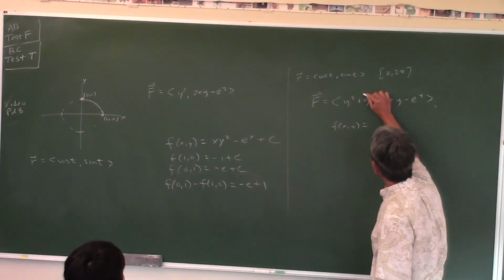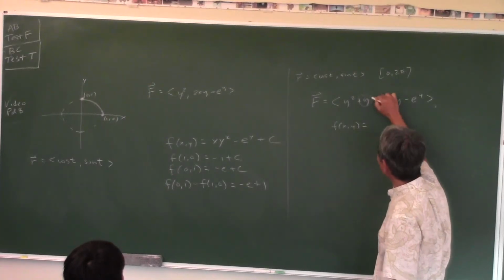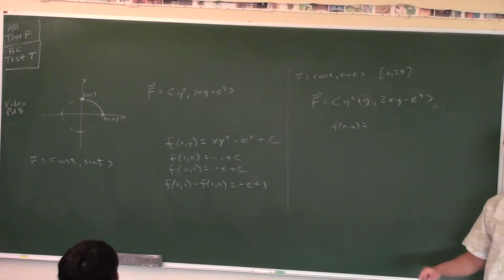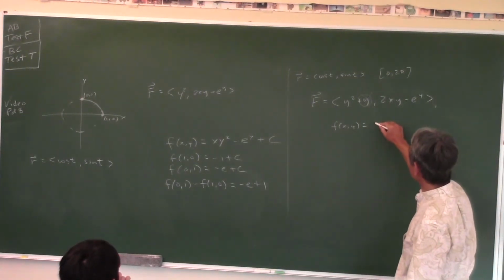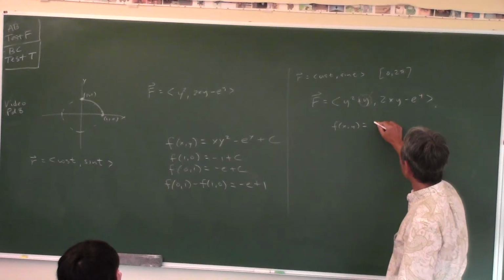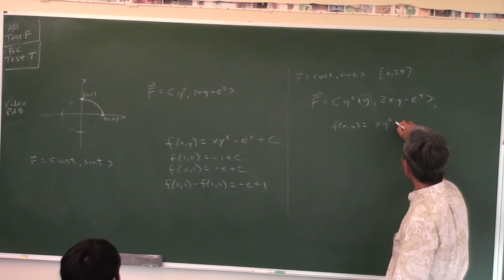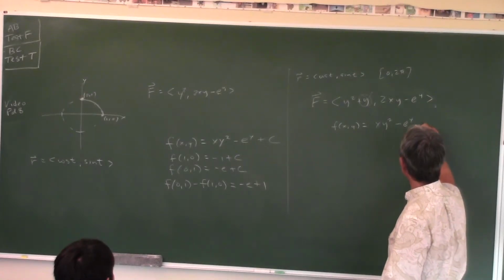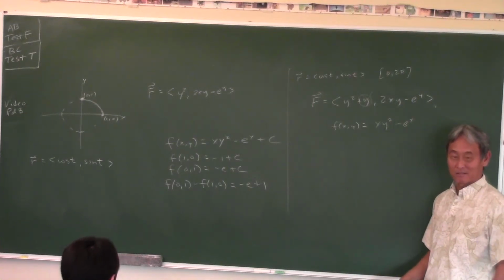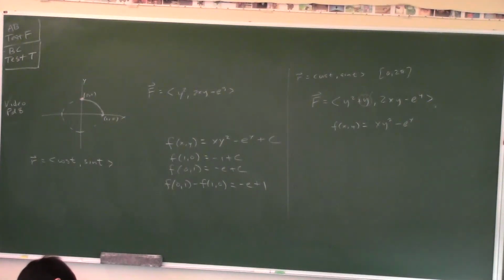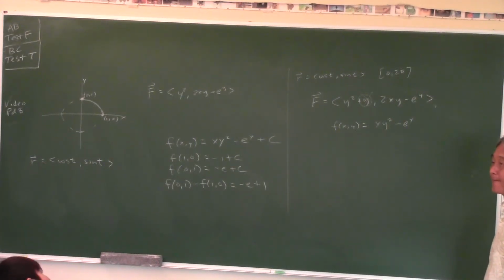In other words, if you took this away, let's just take that away. Now, is that a gradient? Yes. Of what function? x squared... it's the same thing as the last one. xy squared minus e to the y plus C. Do I need to put the plus C if we know they're going to cancel out?